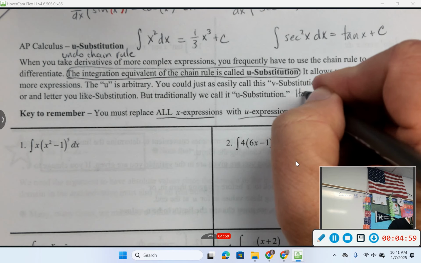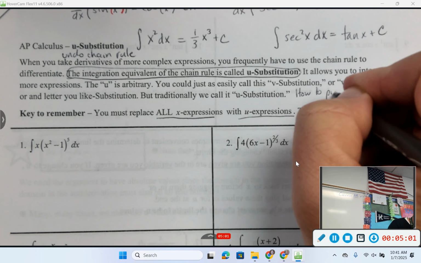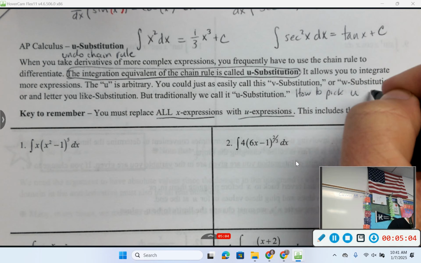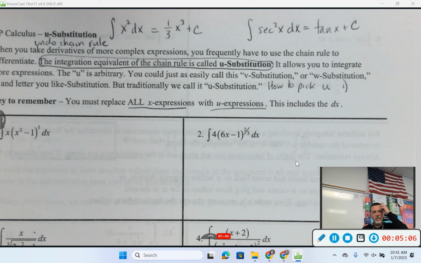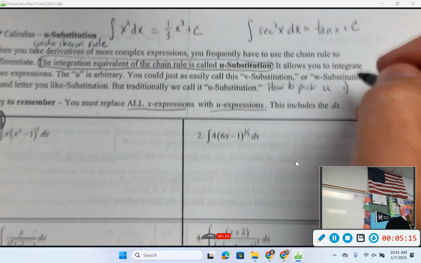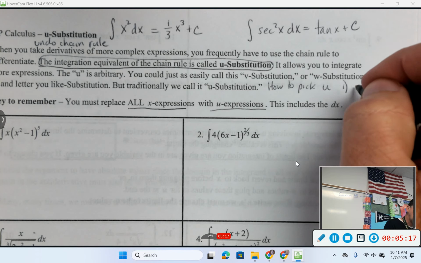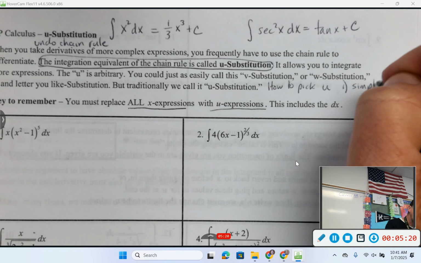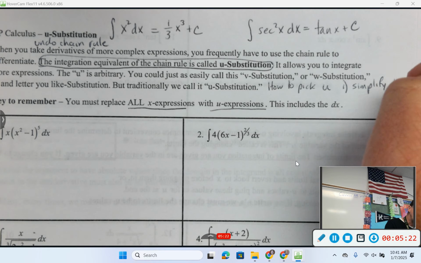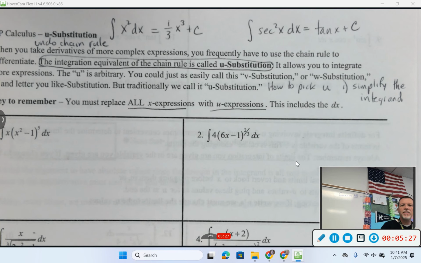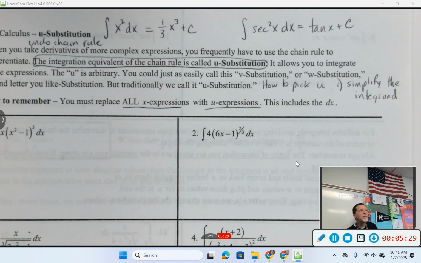But there are a couple of hints on how to pick U. There are 2 hints when it comes to picking U. The hints alone aren't enough, but the hints plus practice, you'll get there. You'll figure it out. The main point to picking U is that we want to simplify the integrand. Remember, integrand is just the fancy word for whatever we're taking the integral of.